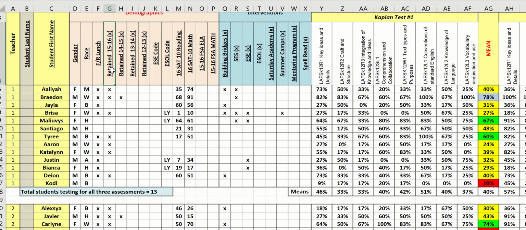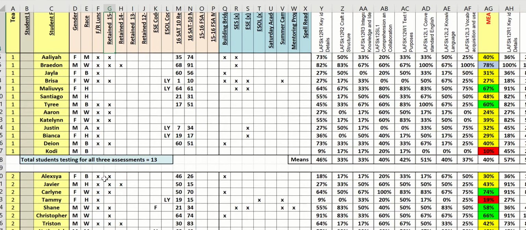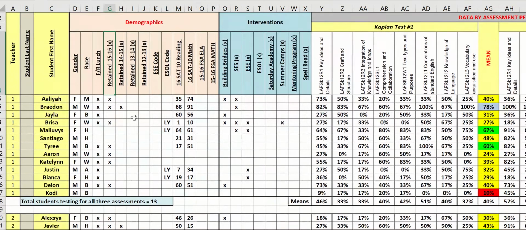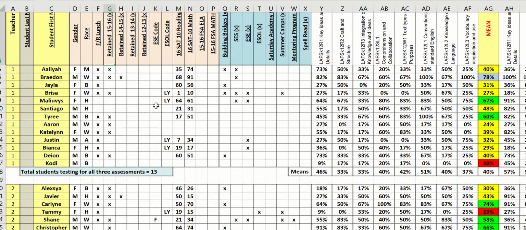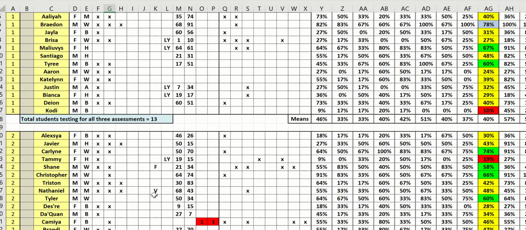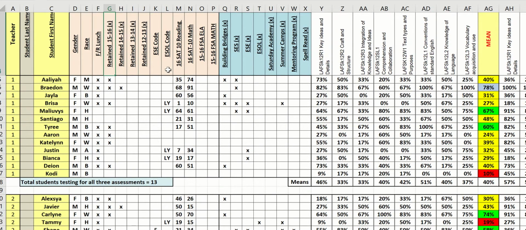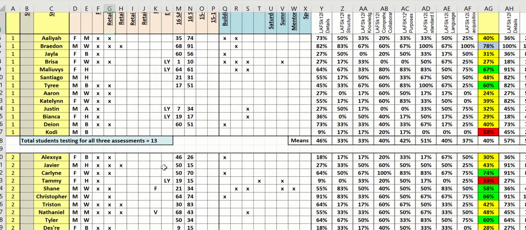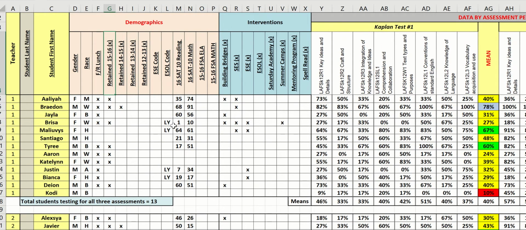And then retained means they were held back in the 15-16 school year and the 14-15 school year. So you'll see some students have been held back twice. ESE code, this would be if they are receiving services. ESOL has to do with language learners. So these are speakers of another language. So you can see the students that are marked for that.